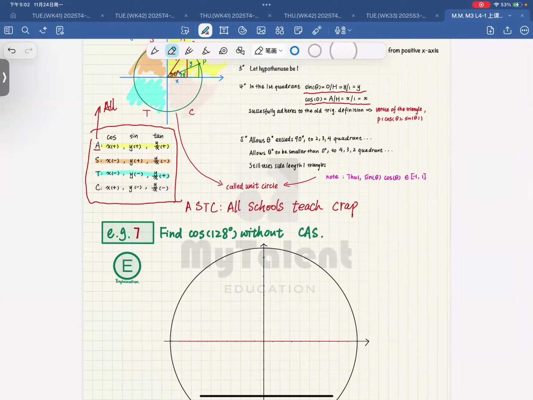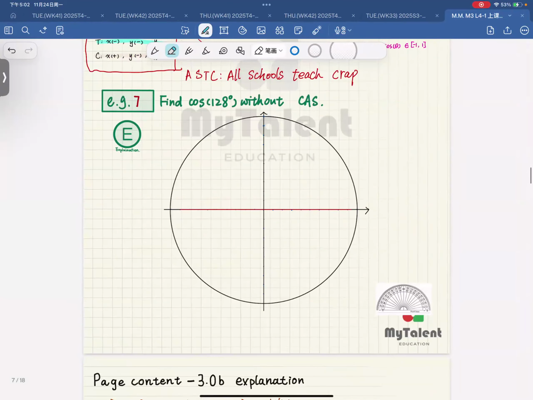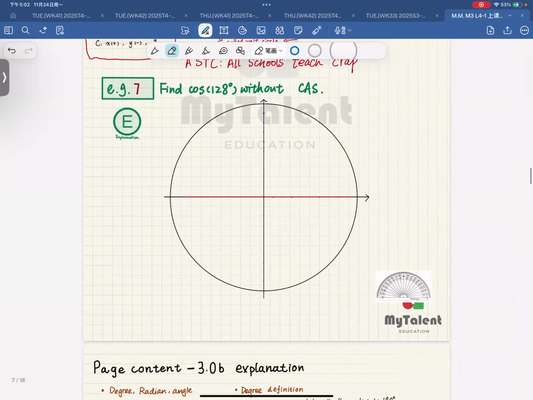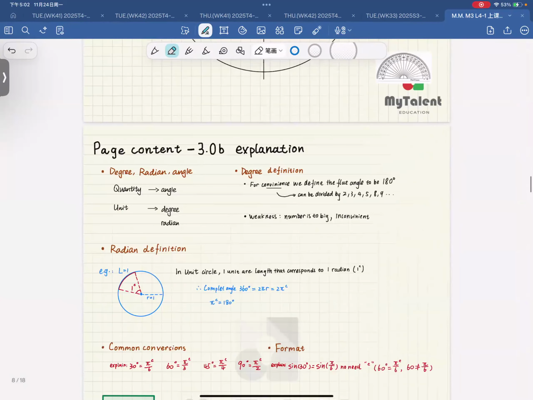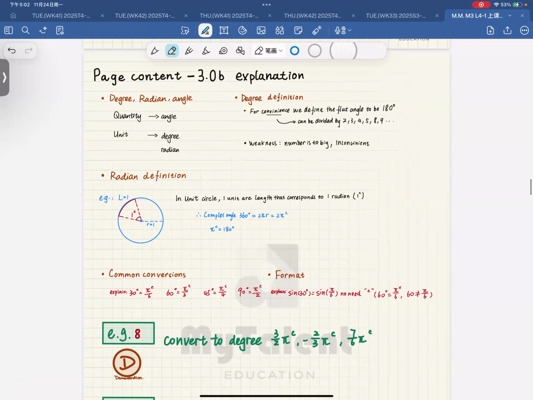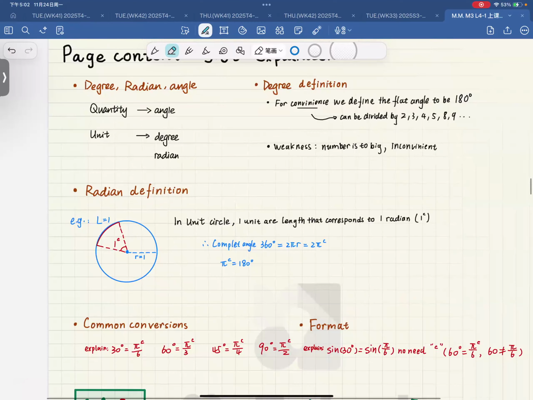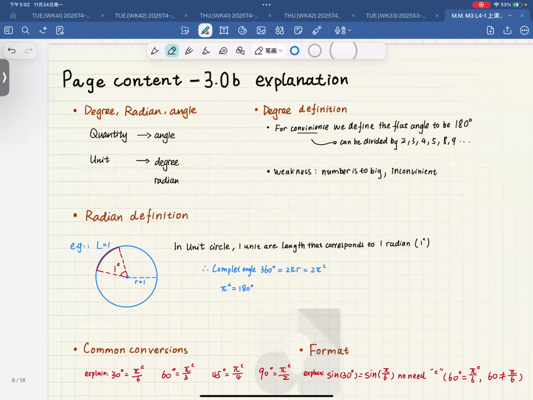All right. So ASTC. All good, Sean? Okay. And don't worry about example 7. It doesn't make sense to me for this type of question. All right. Let's move on to the next part. We're going to do the conversion between degree, radian, and angle.